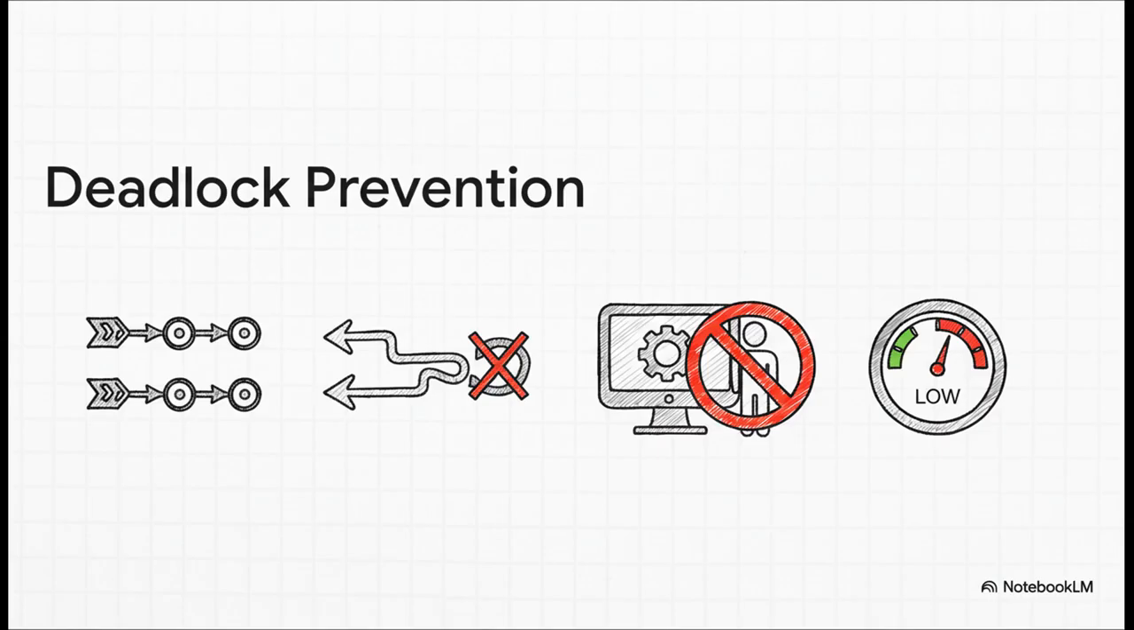Think back to our example. If every piece of code in your entire system that needs the supplier and part tables always locks supplier first and then part, that deadlock we saw earlier becomes logically impossible.